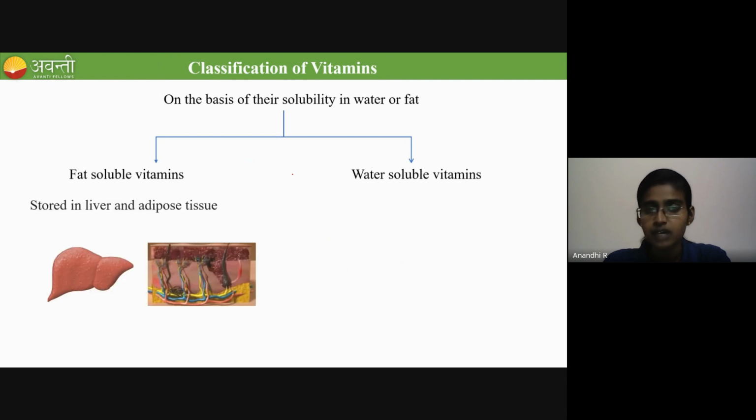So what are fat soluble vitamins? Where can you find those fat soluble vitamins? They are stored in liver and adipose tissue. I'll tell you, Sandeep. So fat soluble vitamins are stored in liver and adipose tissue. Examples are vitamin A, D, E, K.